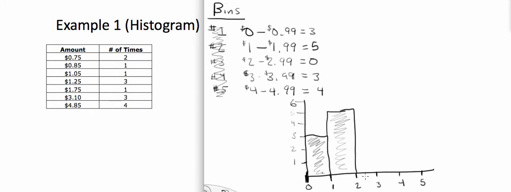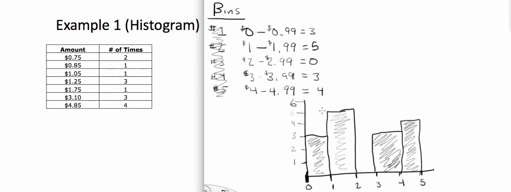Okay. 2 to 3 has nothing. And then 3 to 4 gives us another 3, so that's from here to there. And then from 4 to 5 gives us 4, so that's up here, down there, like so.